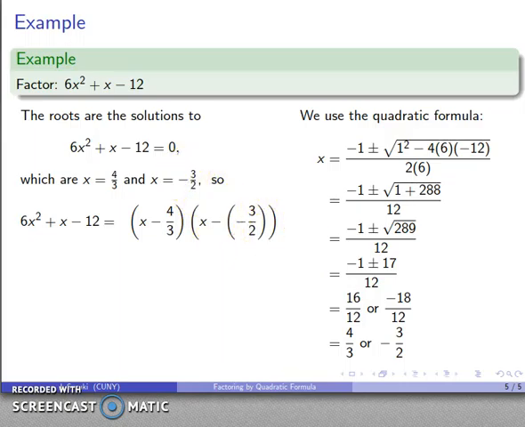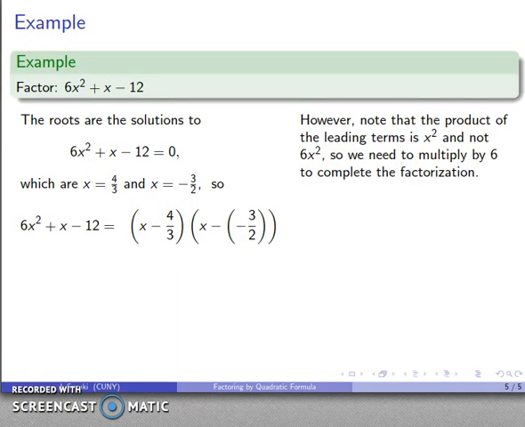Now, there's one limitation to this particular approach. I know that x minus 4 thirds is a factor. I know that x minus negative 3 halves is a factor. There may be other factors that don't give us solutions. In particular, there may be a constant factor that I'm missing here. So let's think about that. Now, if I expand the right-hand side, I'm going to get x times x. I'm going to get an x squared over on the right-hand side, but I want a 6x squared over on the left-hand side. And what I need is an additional factor of 6 to complete the factorization. So I'll drop in that factor of 6, and there's my factorization.